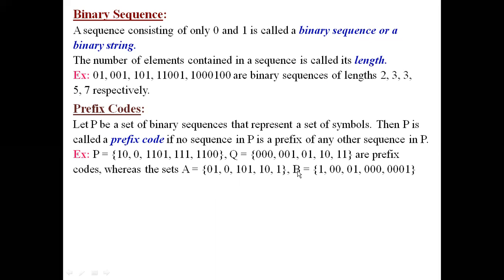Similarly, B is not a prefix code because 00 is a prefix of another sequence 000, or 000 is a prefix of another sequence 0001. So that is the reason B is not a prefix code.